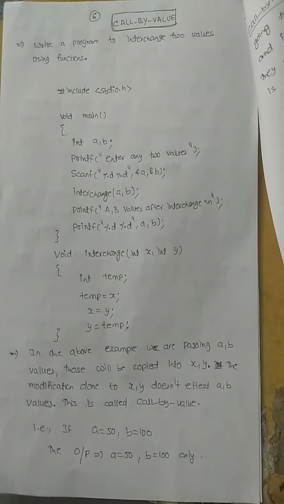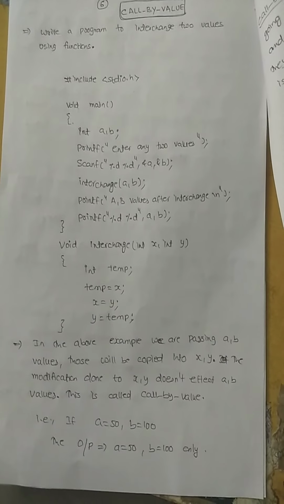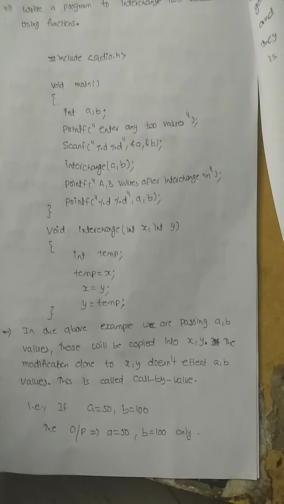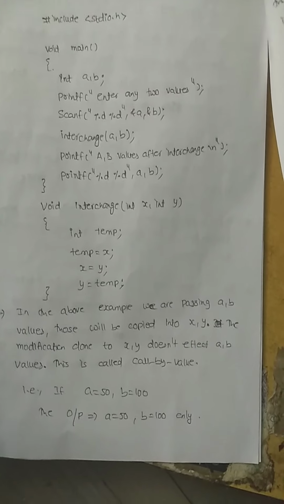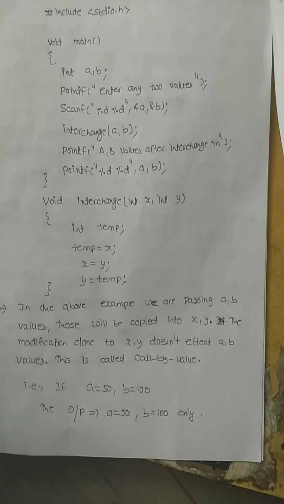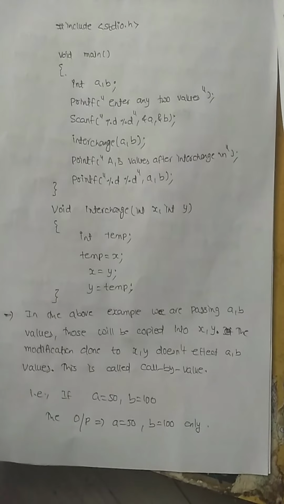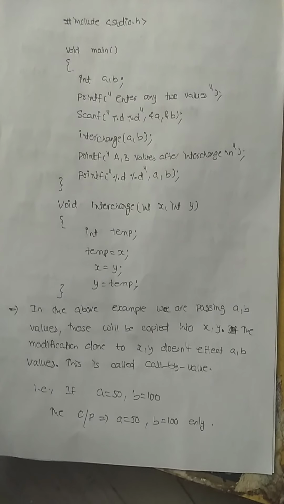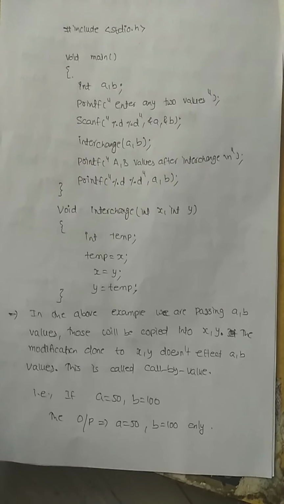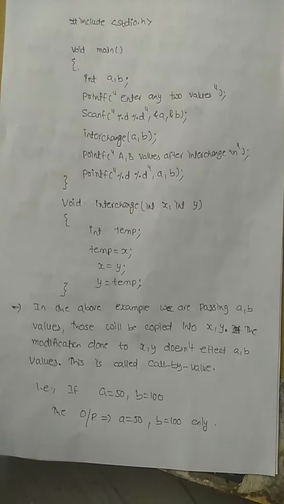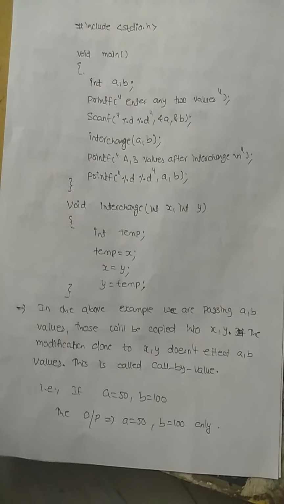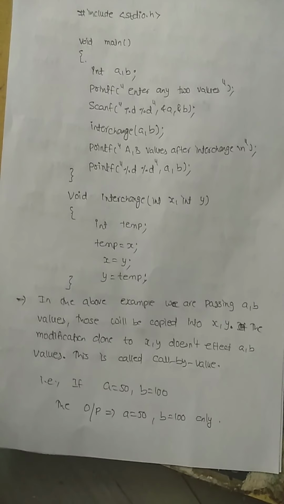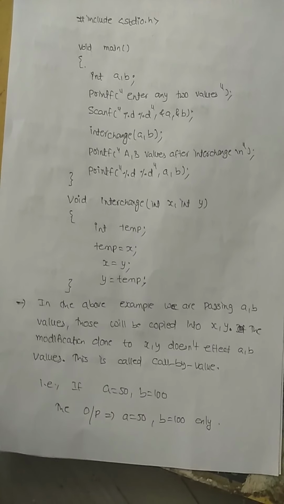Now we will see one more concept called call by value. This we will explain with the help of an example. In the main, I am reading two values, and I am passing those two values to a function called interchange. That is interchange(A, B), I am calling that. The values will be passed to the function interchange, that is into X and Y. So I am passing actual parameters A and B to formal parameters X and Y.